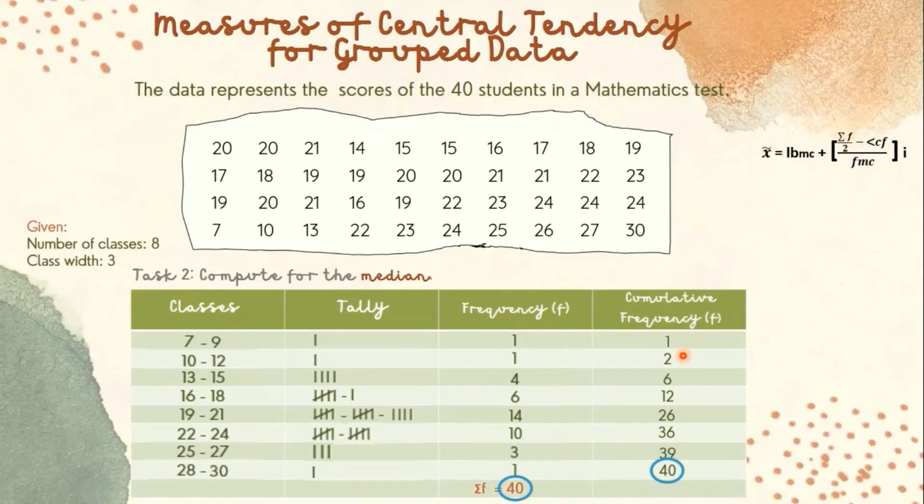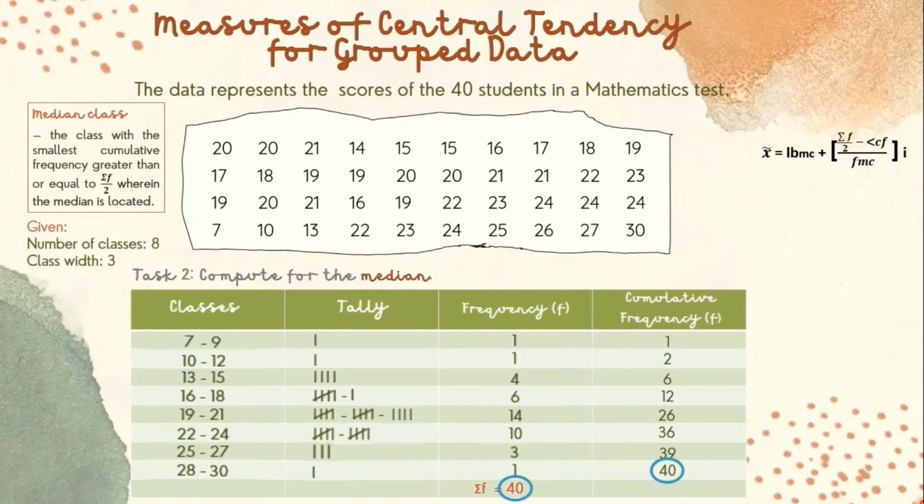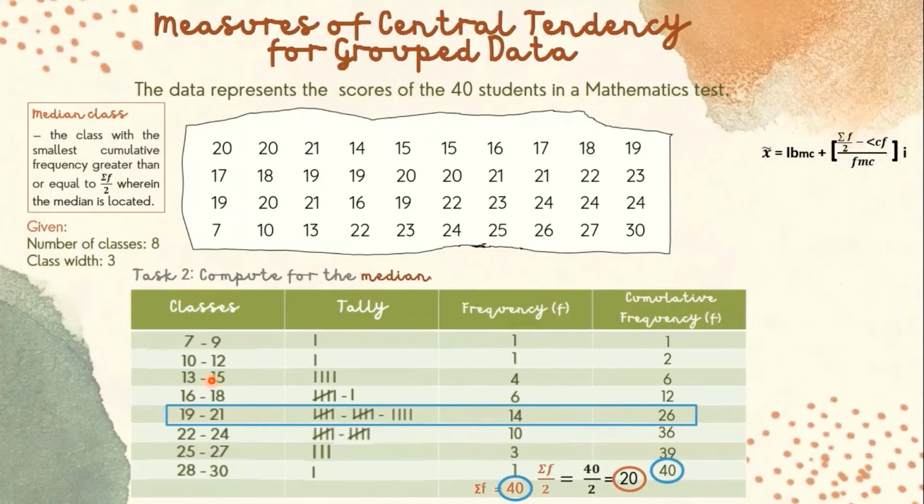Now that we have filled out the column for cumulative frequency, it's time for us to find out which among the classes is the median class. The median class is the class with the smallest cumulative frequency greater than or equal to the total frequency divided by 2, wherein the median is located. Our total frequency for this frequency distribution is 40 divided by 2, which is equal to 20. Looking closely at the frequency distribution, we will notice that out of the cumulative frequencies that we have, 26 is the closest to half of the total frequency, which is 20. 26 is the smallest cumulative frequency that is either greater than or equal to half of the total frequency. That is why our median class for this frequency distribution is 19 to 21.